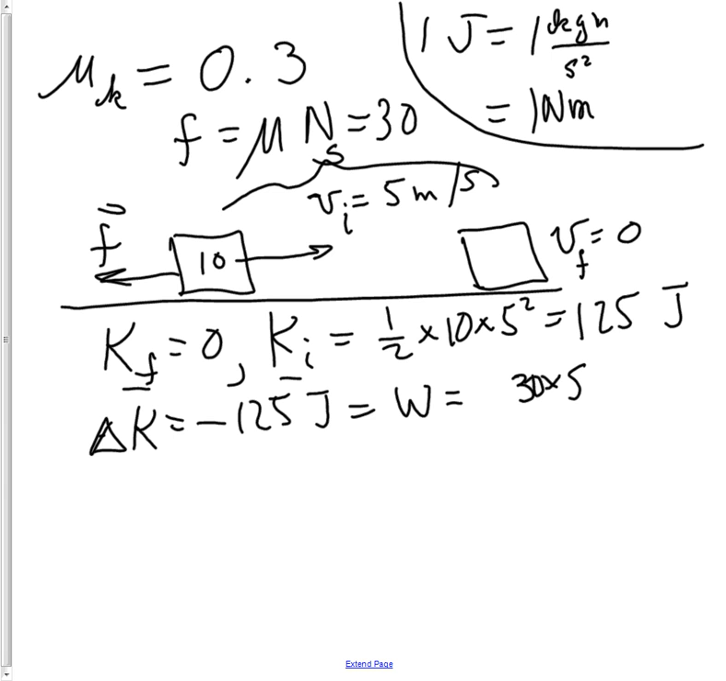Let me neaten that up a little. Minus 30S, and so S is equal to 125 over 30 meters.